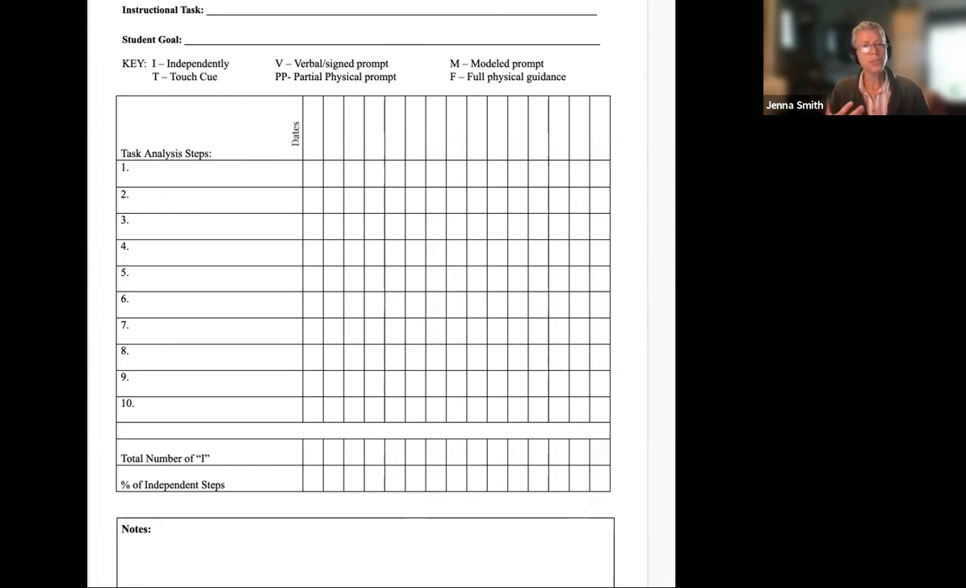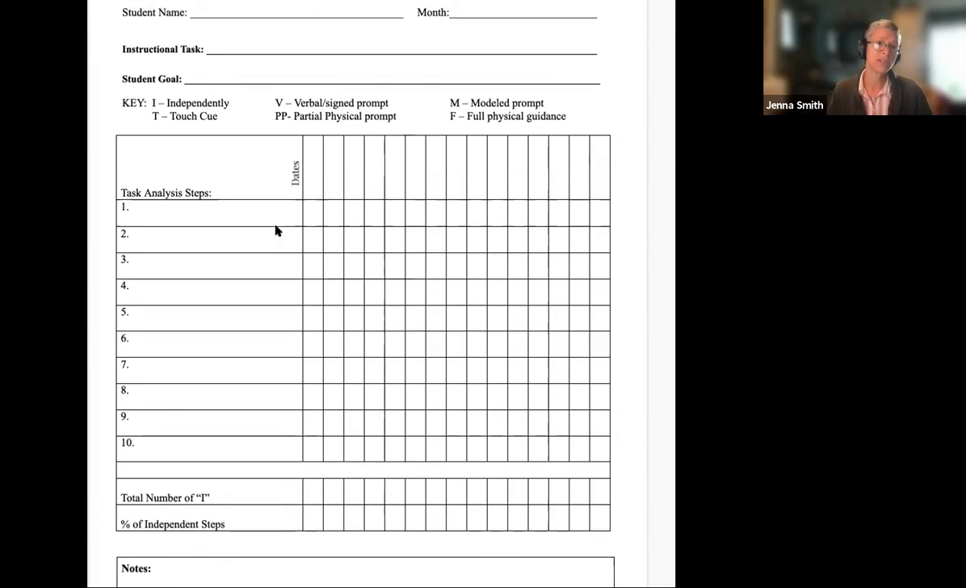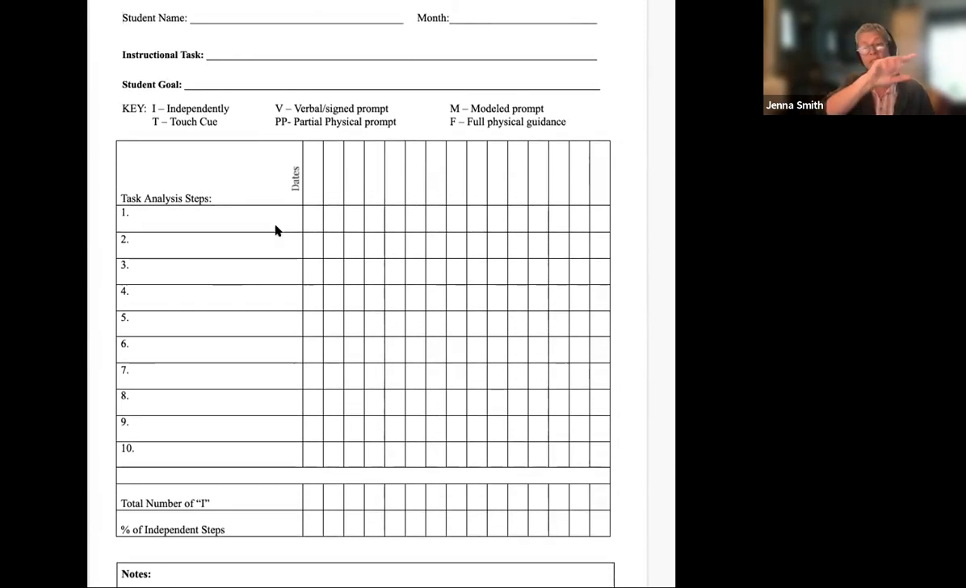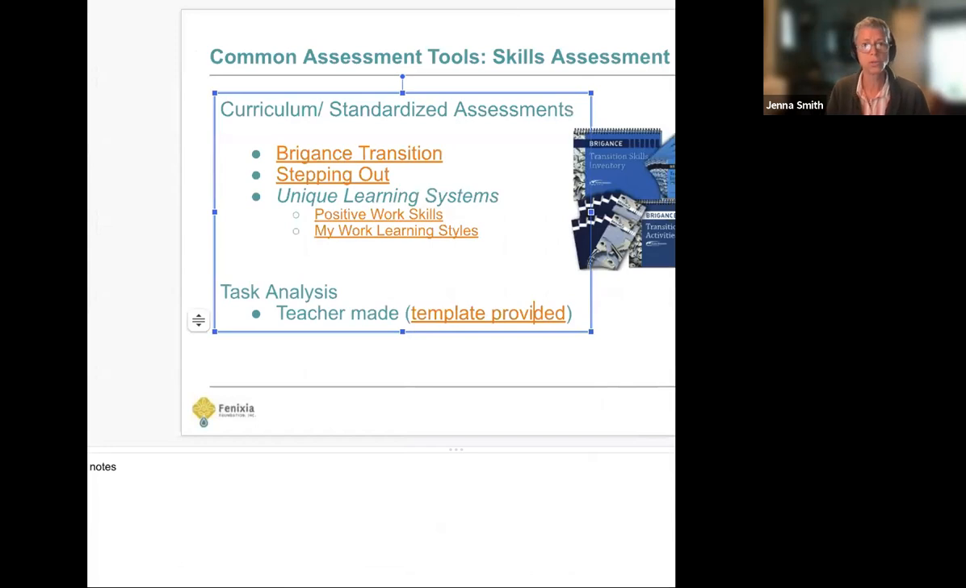So as you see, you would write down the steps underneath 1 through 10 for a specific task. And across the top, they have the dates so that you can track it and put in there whether they're doing it independently, if they need some verbal prompting, maybe some physical prompting. And I'm going to go through some specific examples, but this is a template we're giving to you so that you can use this and fill it out and adapt it as you need for your individual students.